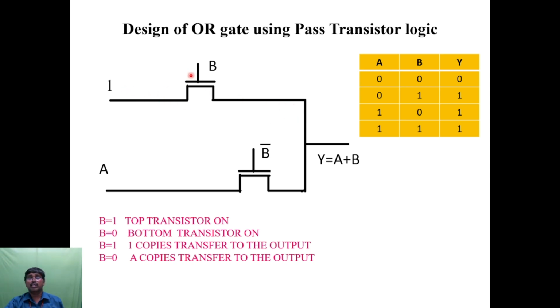So here B and B bar are nothing but the control inputs, and A is the data input. Now it is mentioned here: B is equal to 1, top transistor on, and B is equal to 0, bottom transistor on. B is nothing but B bar, bottom transistor on. Now B is equal to 1, B copies and transfers to the output, and B is equal to 0, A copies and transfers to the output.